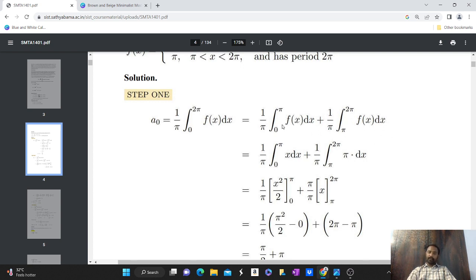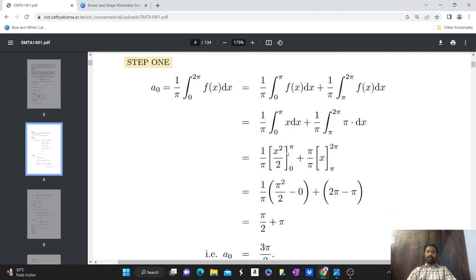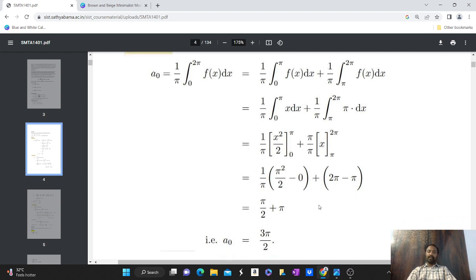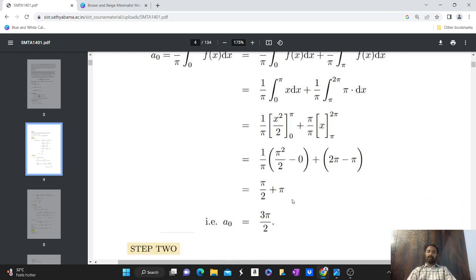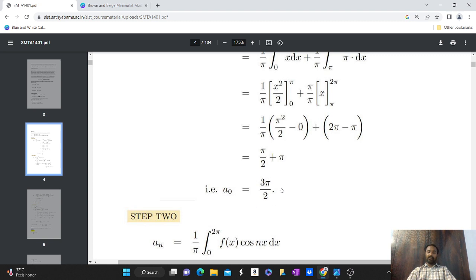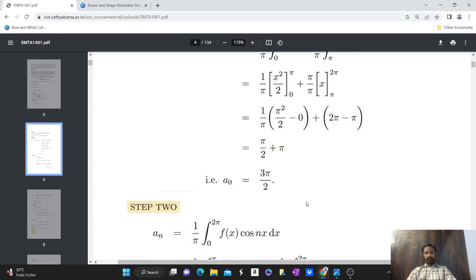For the limit 0 to pi, the f of x value is x. For the limit pi to 2 pi, the f of x value is pi. Here pi is constant, so we integrate only dx. Integration of dx means x. The integration of x is x square by 2. Substituting upper limit minus lower limit, we get pi by 2 plus pi. Taking the LCM, pi plus 2 pi divided by 2. So we get the value a naught equal to 3 pi by 2. And step 2.